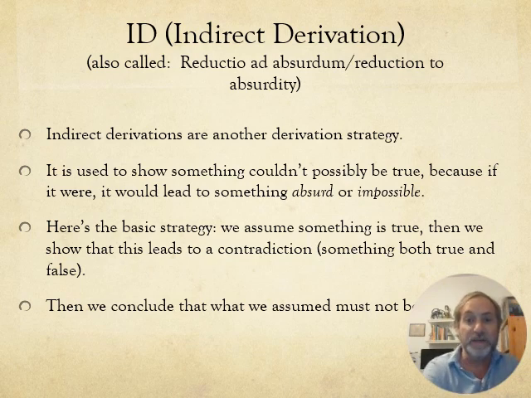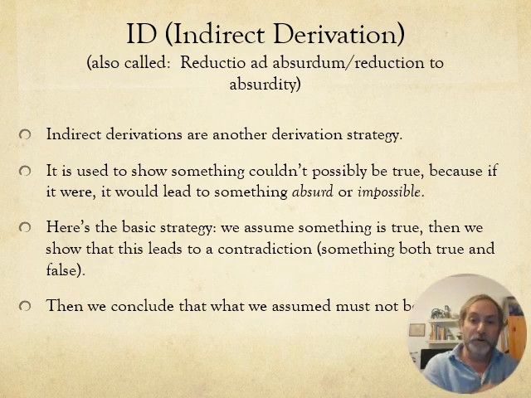It's also sometimes called reductio ad absurdum, or reduction to absurdity. It's used to show that something couldn't possibly be true, because if it were true, it would lead to an impossibility. And in logic world, an impossibility is a contradiction. There can never be a true contradiction, right? So what we do is we assume something to be true. We show this leads to a contradiction, and then we can safely conclude that the thing we initially assumed is not true. It'll make more sense when we make it concrete.